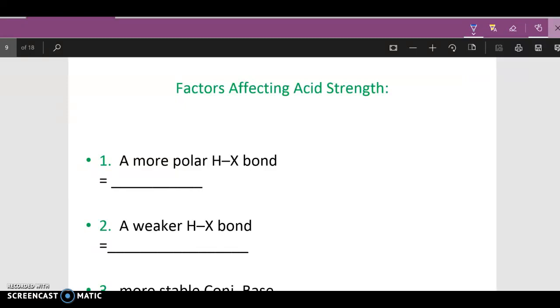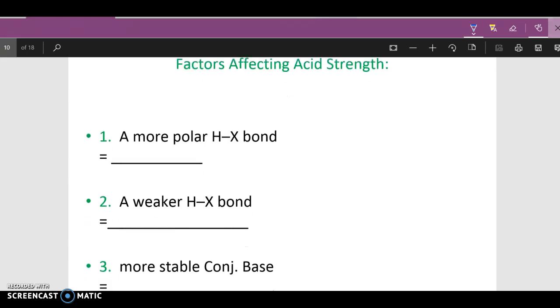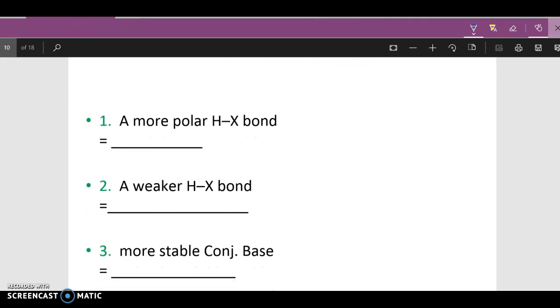Well, this video is about acids and their strength. How do we know when one acid is stronger than the other? I'm going to be talking about these three rules here. So let's just start from the top.